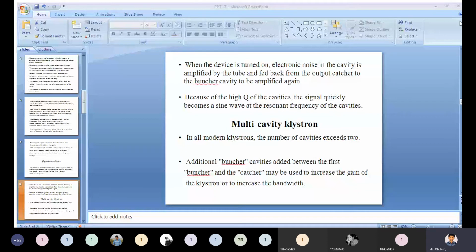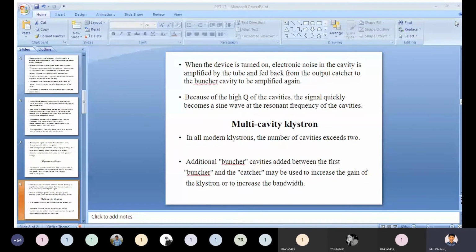It was used as a local oscillator in some radar receivers, and as a modulator in microwave transmitters in the 1950s and 1960s. But it is now replaced by semiconductor microwave devices.